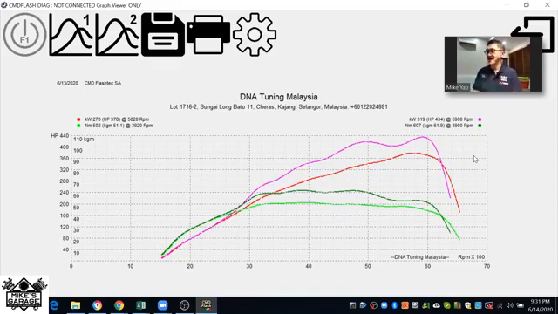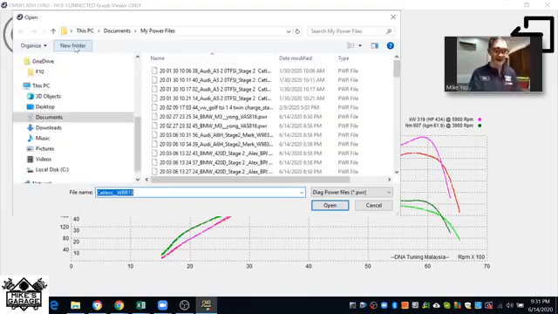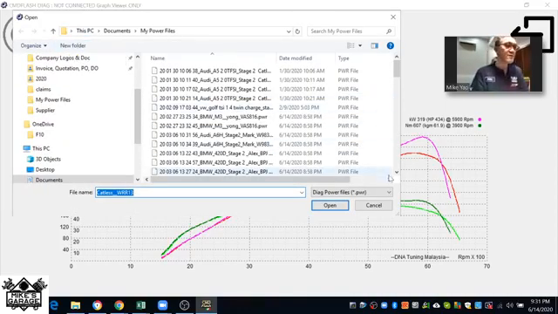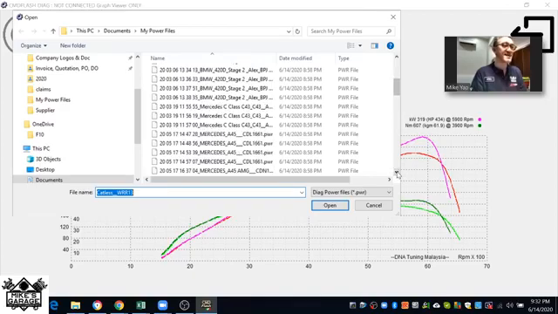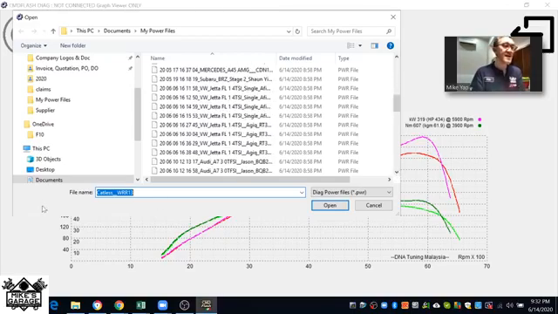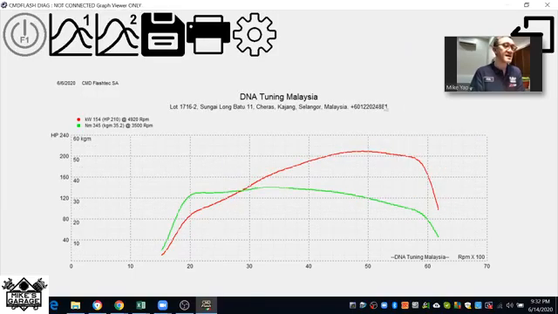Let me run to another dyno chart here. This week I did a run on the Jetta FL as well. We didn't get to do a stock run on this car because this is a previous customer of mine, and we had actually tuned this car 1.5 years back.